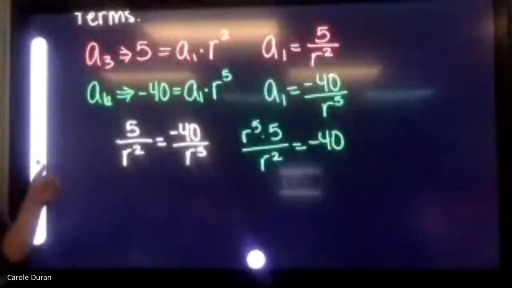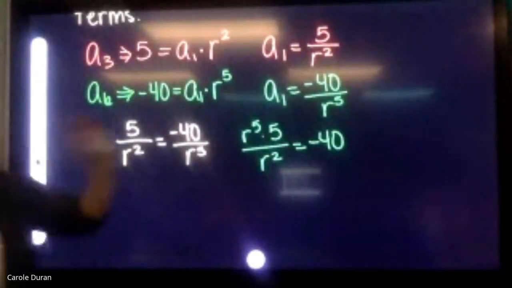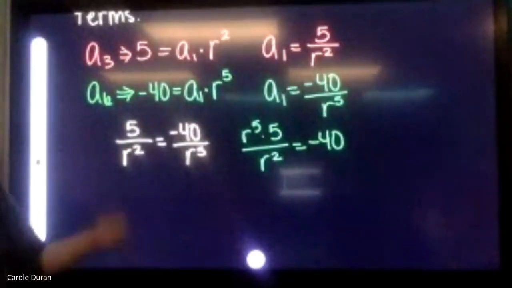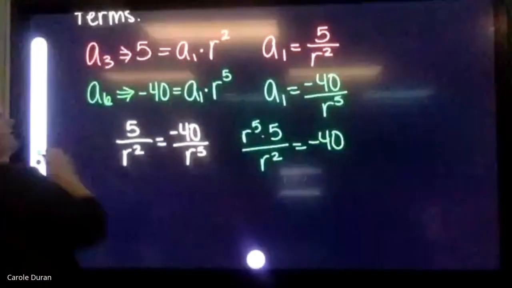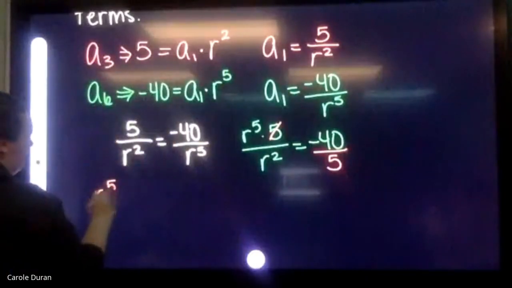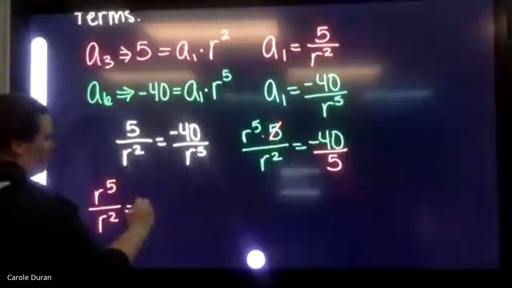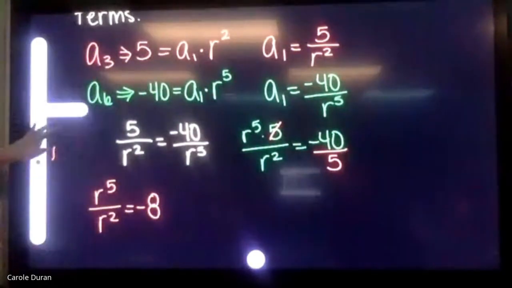What do I want to move first before I start simplifying? The 5. Remember, I want all the R's on one side. I want all the other numbers on the other side. How am I going to move that 5? Divide it from both sides. I can then reduce, and I get R to the fifth over R squared equals negative 8, because negative 40 divided by 5 is negative 8, right? Okay, questions, concerns, or issues thus far?